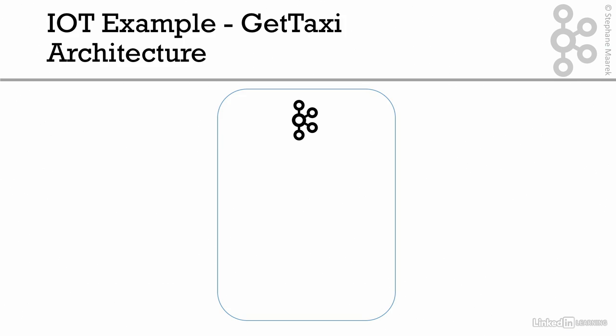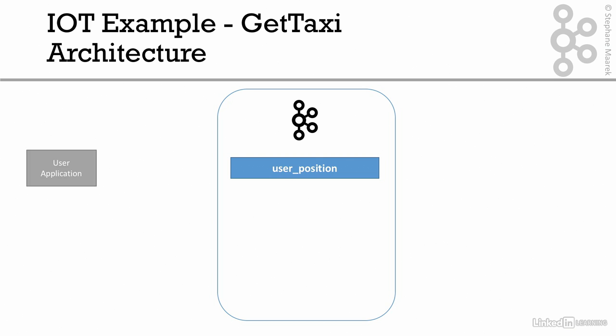So just a proposition of the architecture, but I'm thinking there should be a user position topic. User position is a topic that contains all the users' positions when they open their app and leave it open, because we need to know where the users are, right? So here's my user application and it needs to get into Kafka. We never connect applications or mobile phones directly to Kafka. We always use a service as a proxy. So I'm thinking there should be a user position service receiving data from the user application, and that service is going to be a producer for our user position topic.